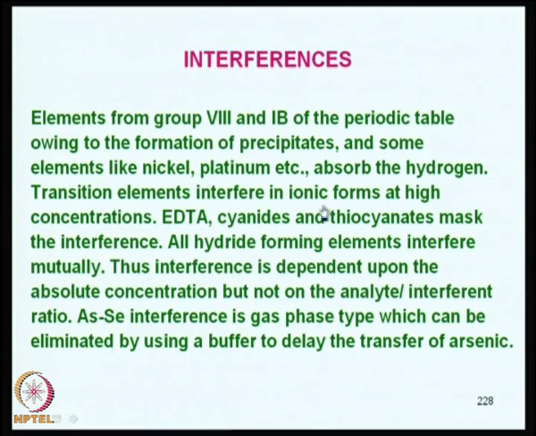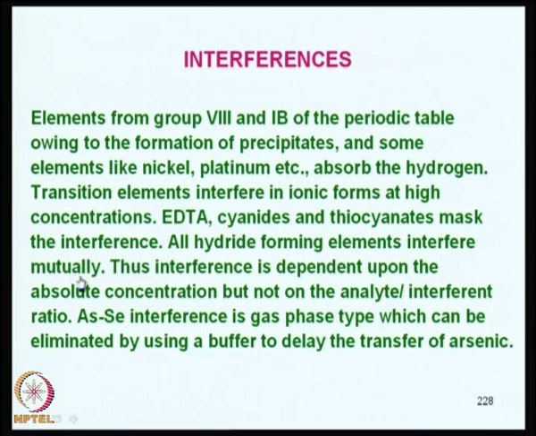Transition elements interfere in ionic forms at high concentrations. Then there could be some amount of EDTA, cyanides and thiocyanates, etc., which can mask the interference. So, if some of these elements are there like nickel, you can add EDTA, cyanide or thiocyanate, mask the reaction and go ahead as usual with the determination of hydride.